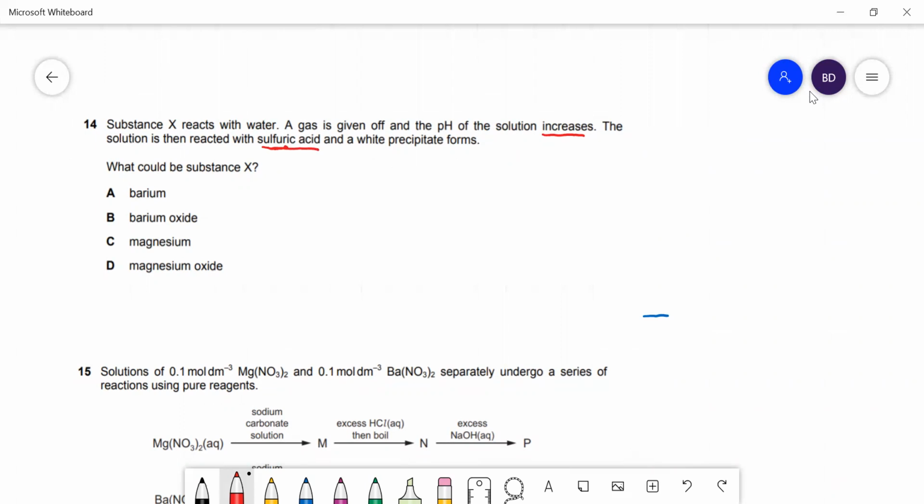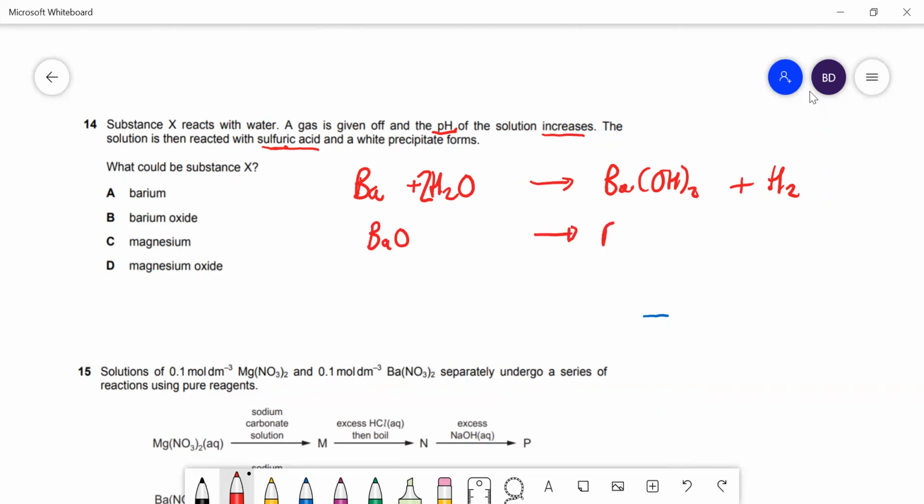Now, if you put barium into water, do you get a gas? You do, because you will get barium hydroxide, and that will make it alkaline. That's going to make the pH go up, so that's good. And also you're going to get H2. Balance that. You will get a gas given off. So A is the answer. B is not right, because barium oxide will react with water to form barium hydroxide, and that is alkaline, but you do not get any gas given off there. Okay, so A is our answer.